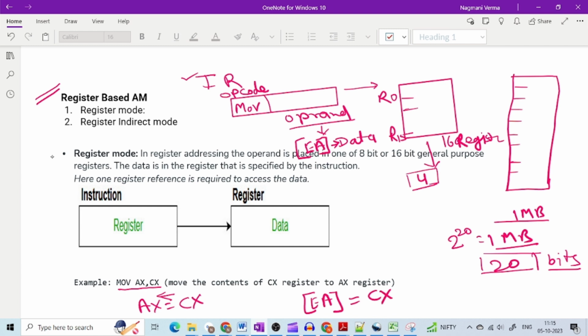So this is the register mode, the direct register mode. From the instruction, the name of the register will be there. From there we will find the data, which is also in the register, and we perform the operations on that. So this is the register direct mode.